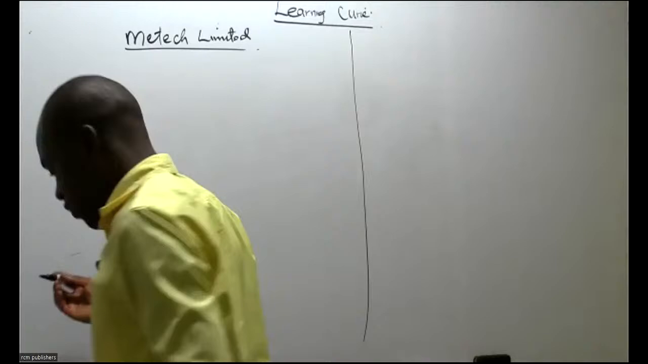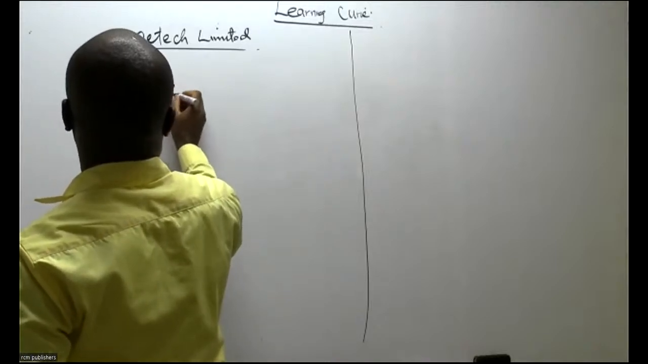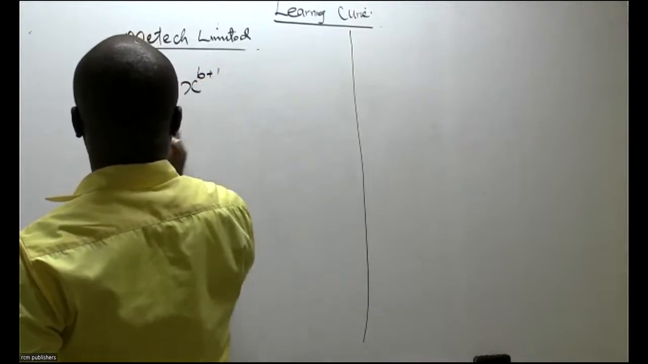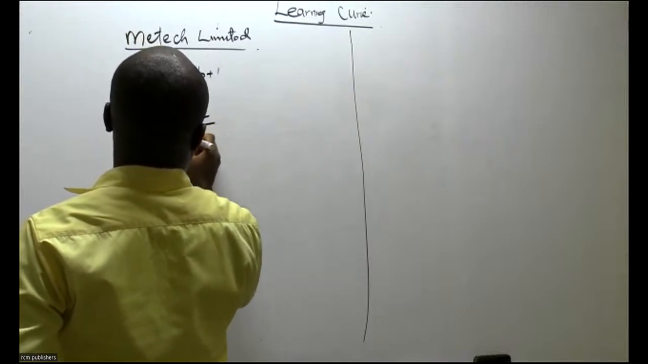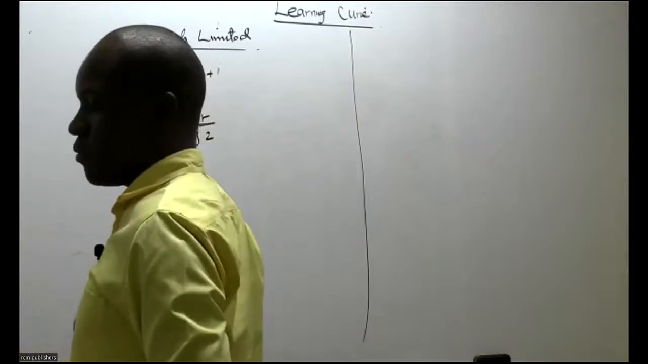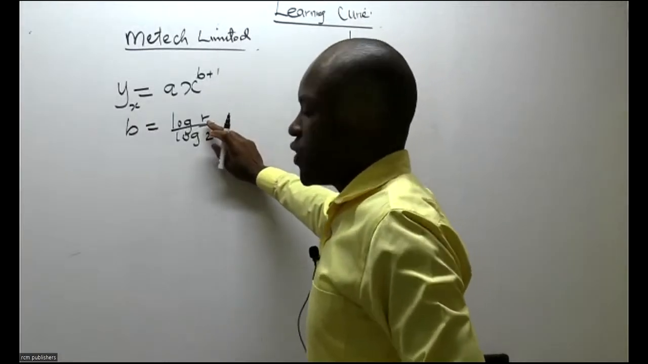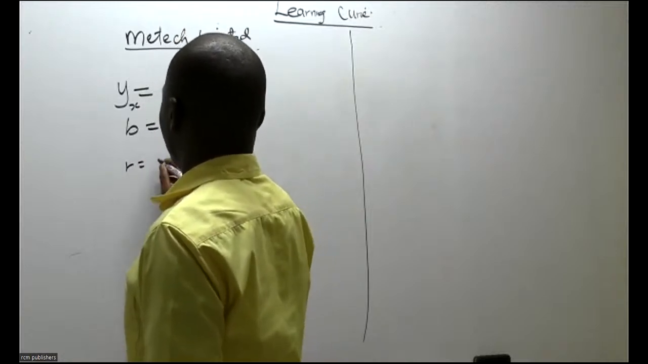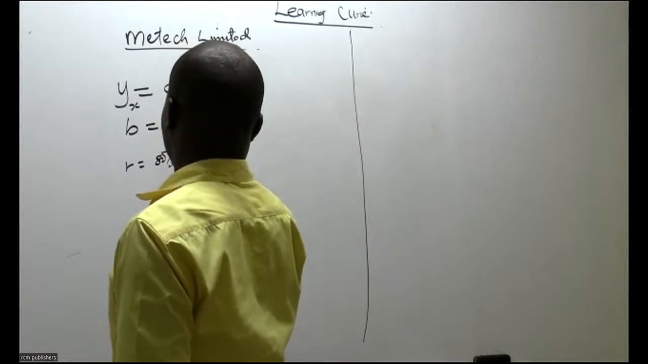Remember, our formula was y x is equal to a x^(b+1). This b is equivalent to log r over log 2, and r is the learning effect. So have we been given the value of r in the question? We have been given r to be 80%, which is the same as 0.8.